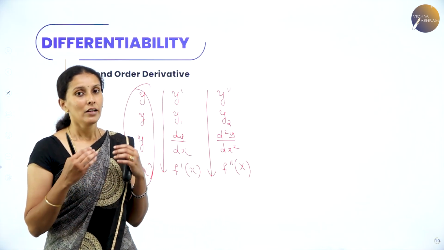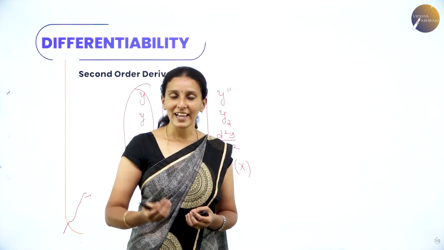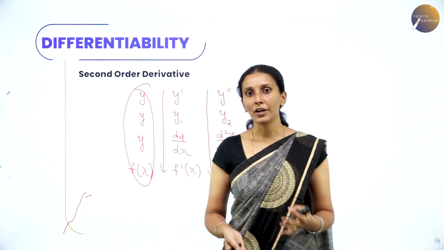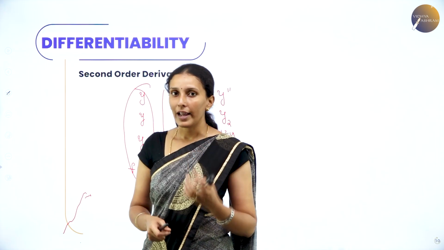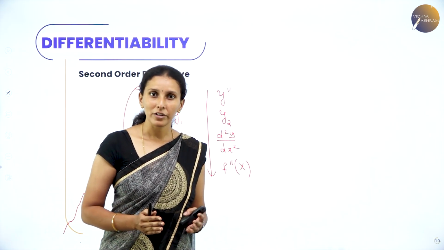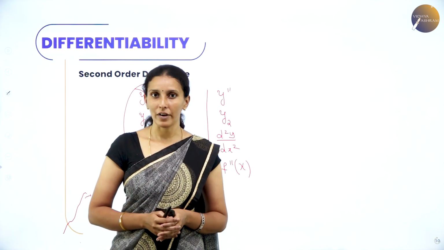In second order derivative, it may be any kind of function. Just derive the given function 2 times, then you will get the second order derivative. So we will take the problems in our next session, that is how to find the derivatives of any kind of implicit function or exponential function or composite function, logarithmic function, as well as parametric functions.